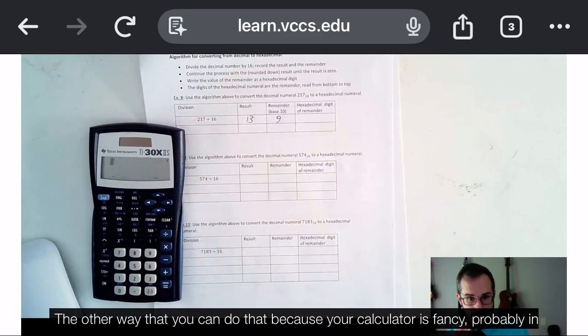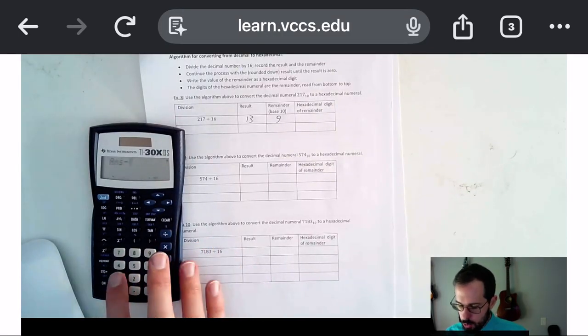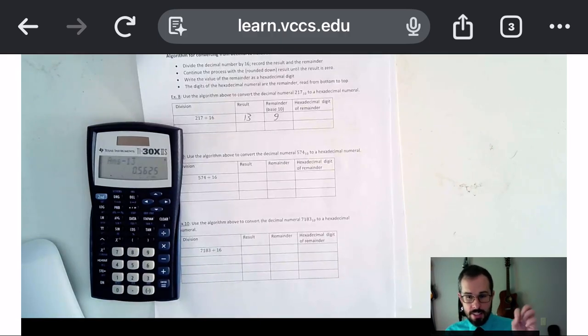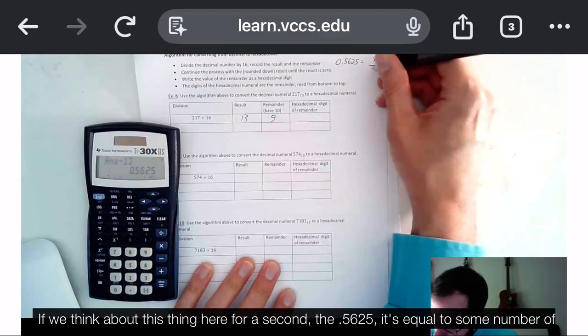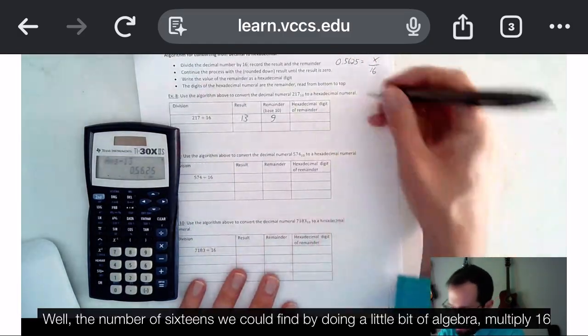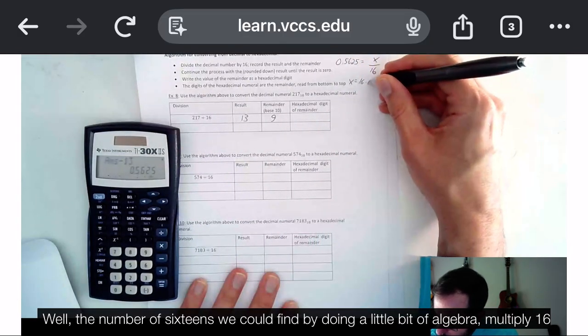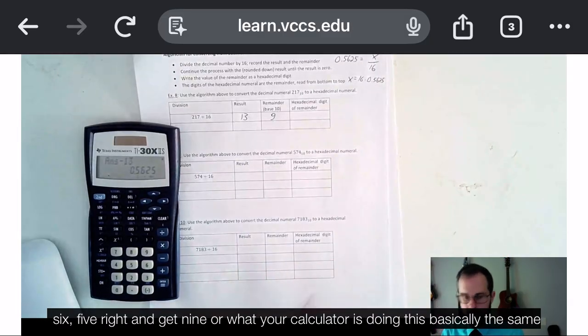The other way that you can do that, because your calculator is fancy, probably, in some respect at least, is if I were to take away the 13, right? I know this goes in evenly 13 times, so I could subtract that 13 bit away. I've got this decimal equivalent that is equivalent to some number of 16ths. If we think about the 0.5625, it's equal to some number of 16ths. Well, the number of 16ths we could find by doing a little bit of algebra. Multiply 16 by 0.5625, right, and get 9.